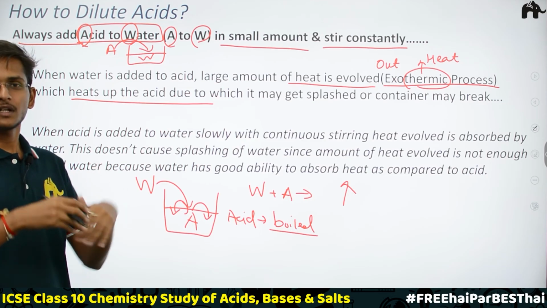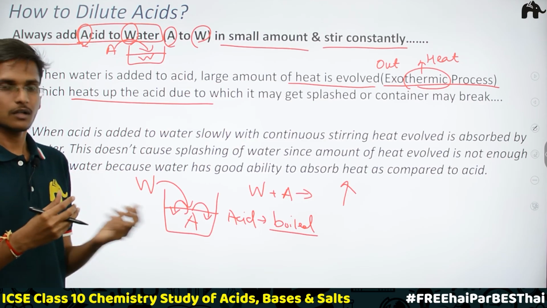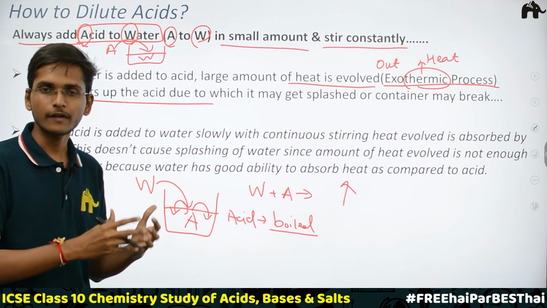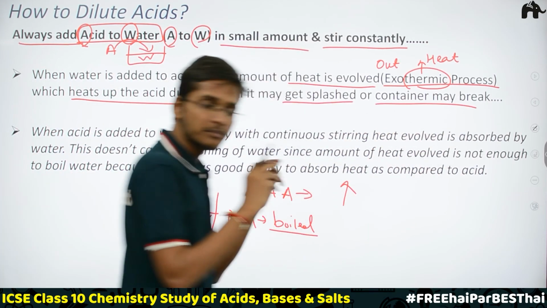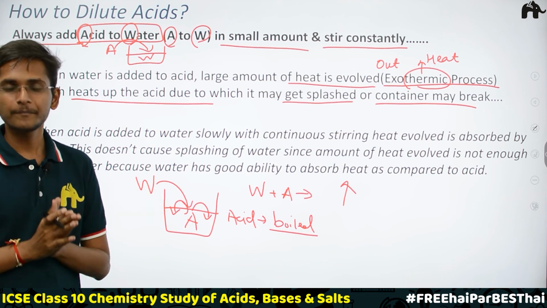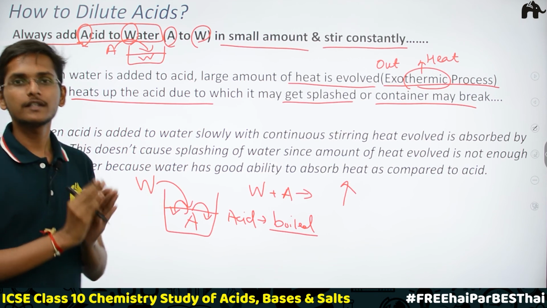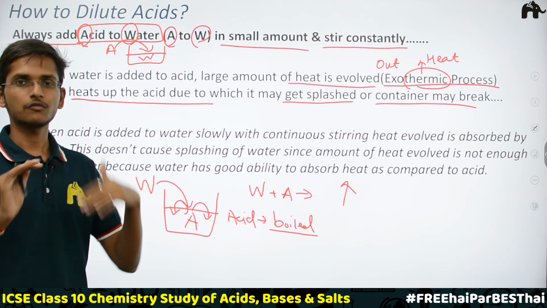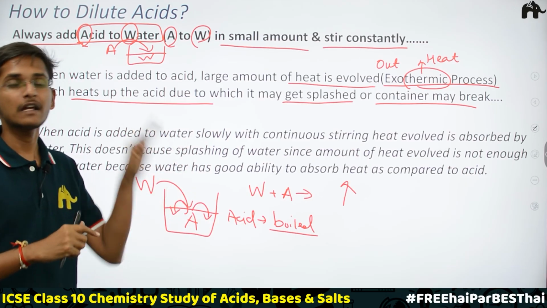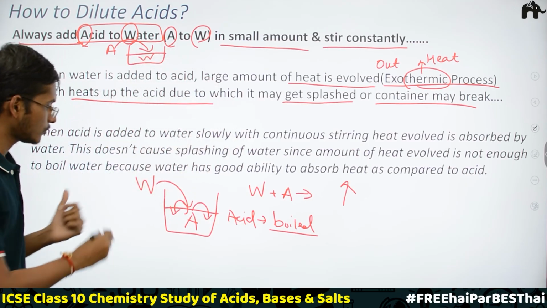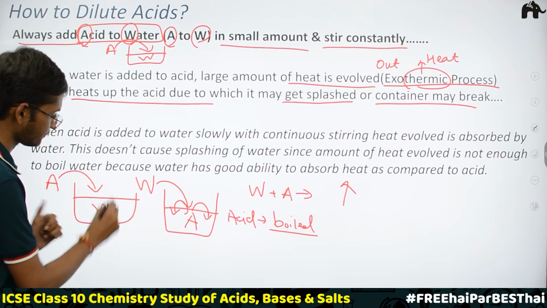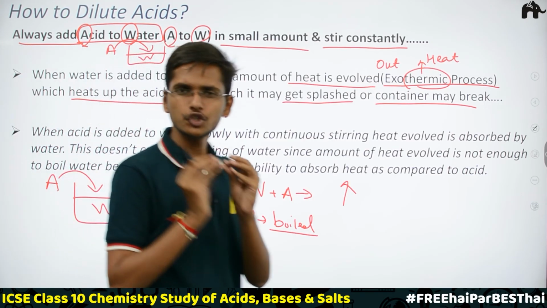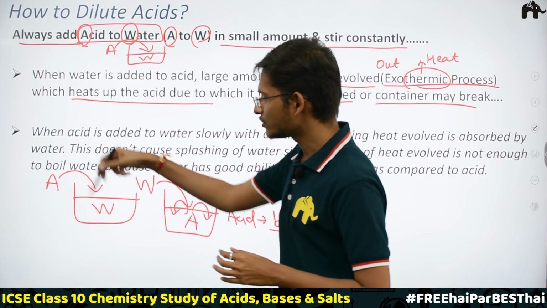So what would happen? After some tremendous boiling of acid, the acid may splash out, right? Or the container may get broken. Now in order to avoid these things which are very much dangerous, what we have to do, I have told you, you have to add acid to water. Acid to water very slowly, and we have to continuously stir it.